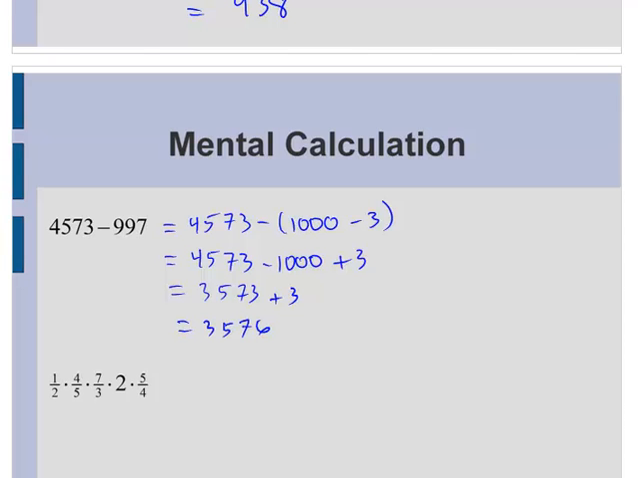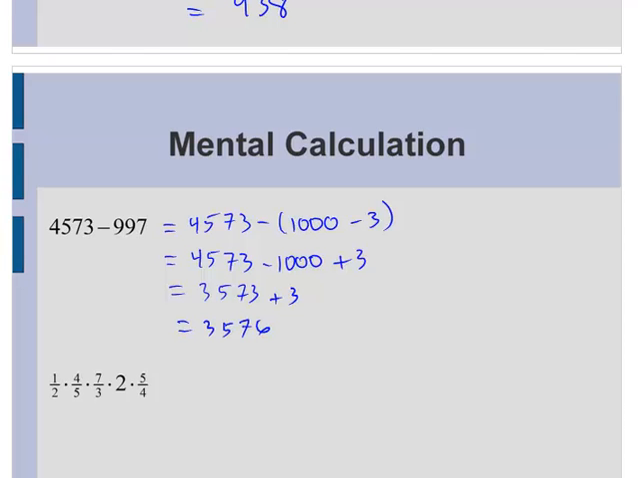So when I see a number close to 1,000 or close to 100, I tend to think of it as adding or subtracting from a number close to 100, and then I tend to use the distributive property to help me do those subtractions.